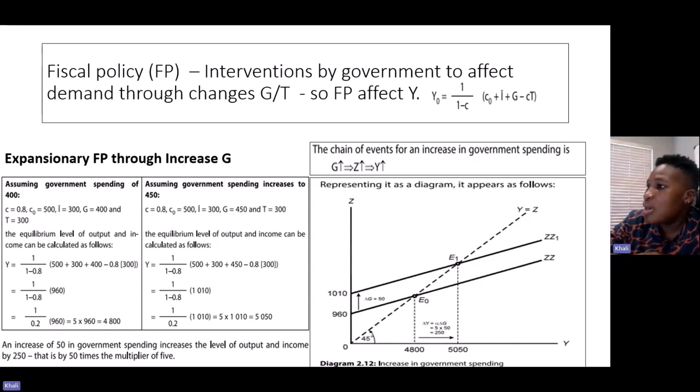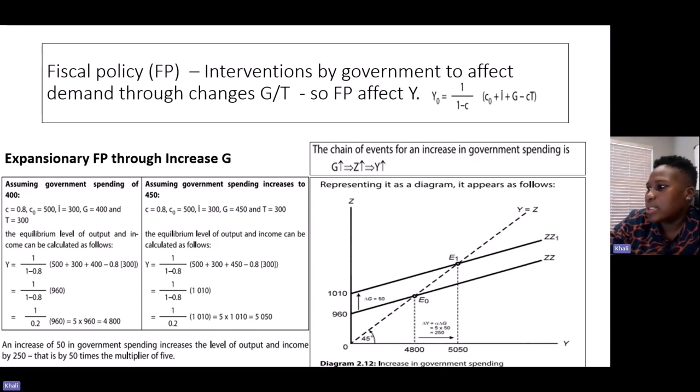When Treasury changes government spending at the beginning of the year, when they have the budget and they tell us what is happening with government spending and taxes, we call that fiscal policy. The opposite of fiscal policy is monetary policy, which the Reserve Bank is in charge of. We don't discuss that today. That will be part of a different class.